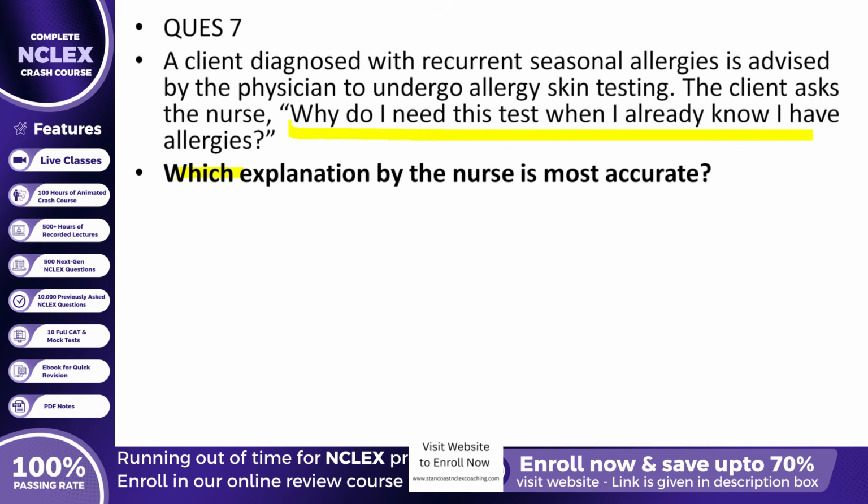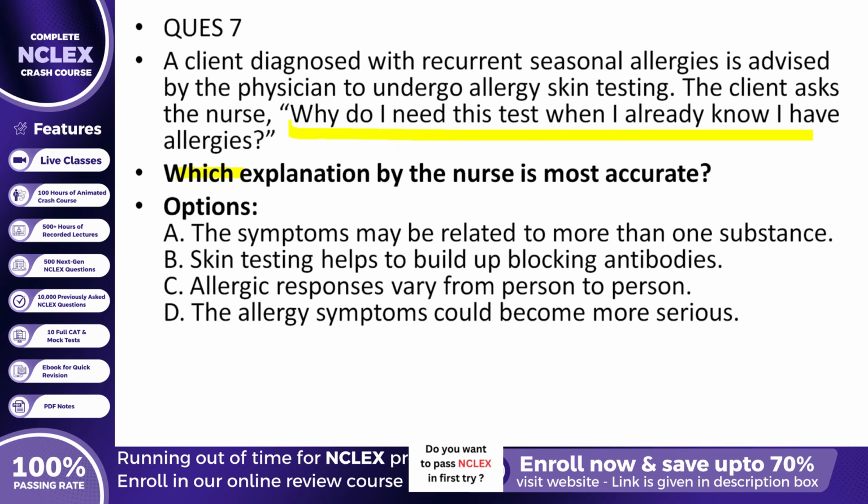Here are the options to consider. Option A says, the symptoms may be related to more than one substance. Option B states, skin testing helps to build up blocking antibodies. Option C mentions, allergic responses vary from person to person. And option D adds, the allergy symptoms could become more serious.